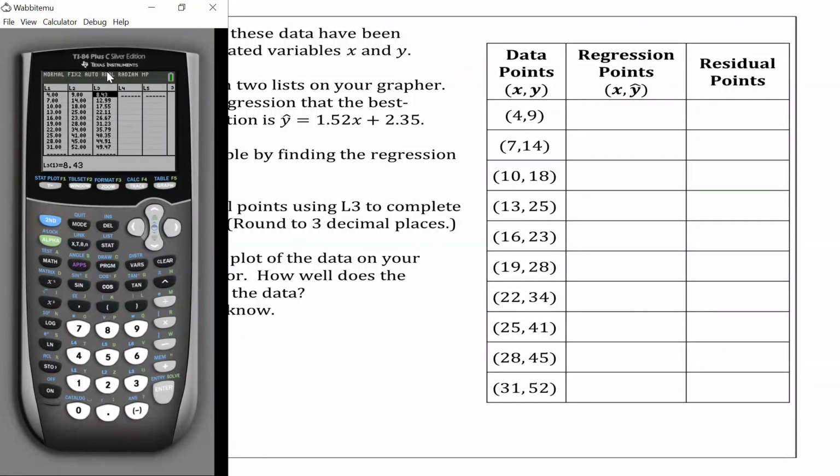All right. So now to find our residual, all I have to do is go to L4, and to find the residual, it's going to be your actual minus your predicted, correct? My actual minus my predicted, which means it's going to be L2 minus L3. So I have second 2 minus second 3. And it finds my residuals.